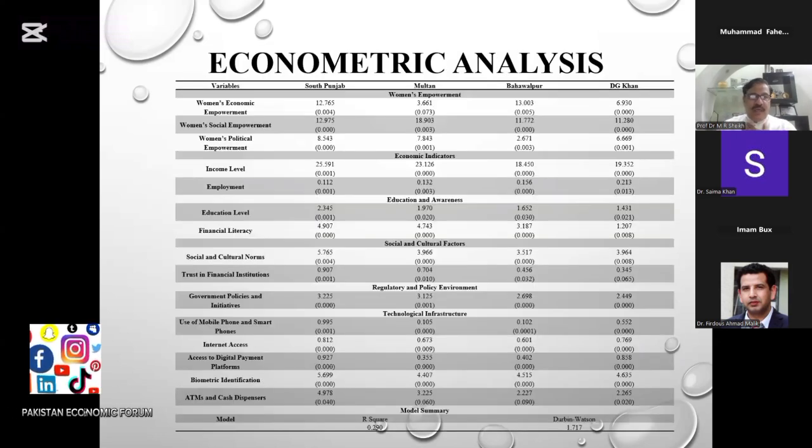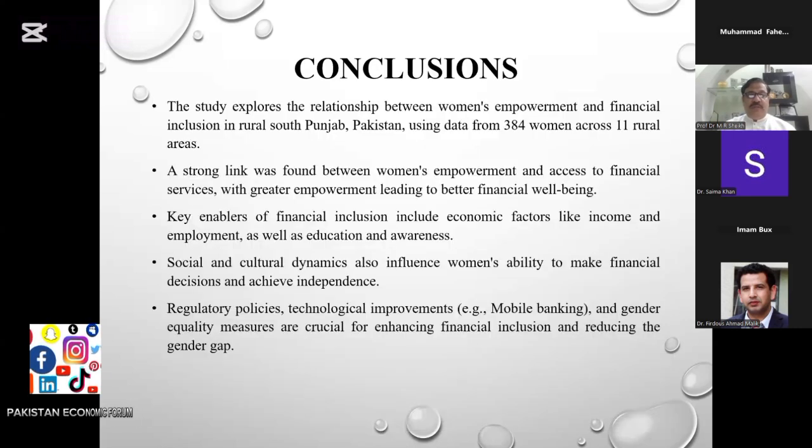So this is the econometric analysis, and you can see that almost all the variables have some positive impact on financial inclusion, that is women's social empowerment, political environment, income level, employment, education, financial literacy, social cultural norms, and infrastructure variables. So this is all about the study.